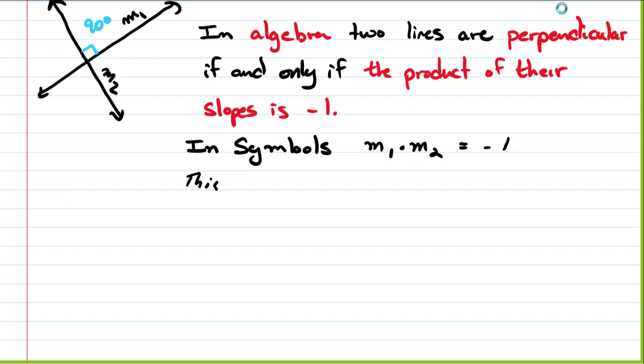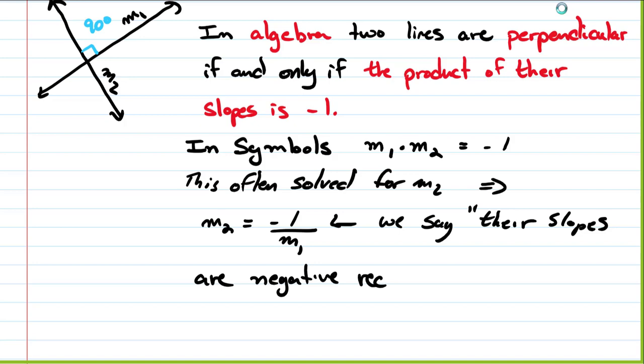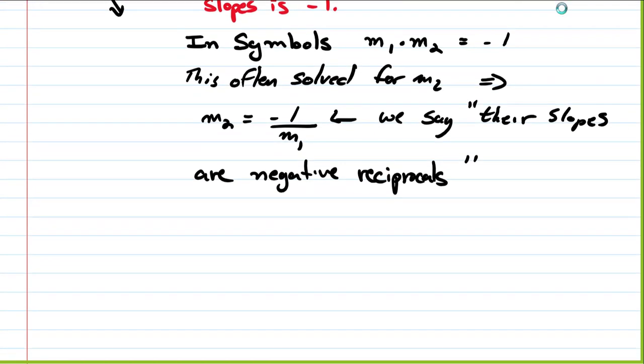This is often solved for m2. And if we do that, we have that m2 would then be equal to -1 over m1. And when it's written this way, we say their slopes are negative reciprocals. Or opposite reciprocals, if that makes you happy. So those are our two definitions for parallel and perpendicular.